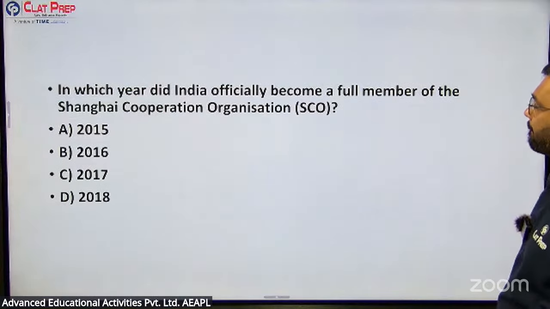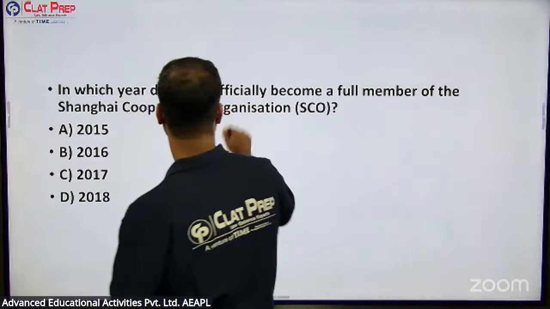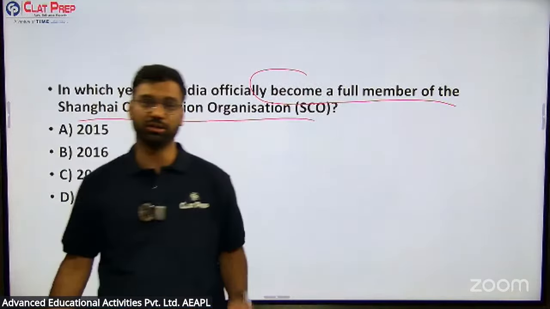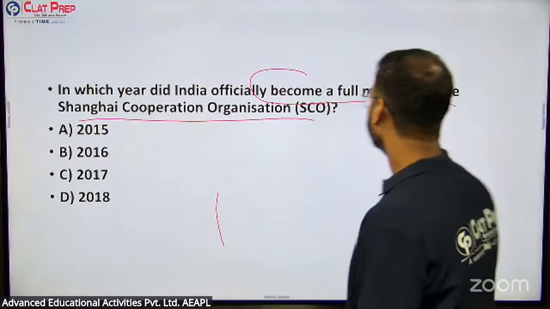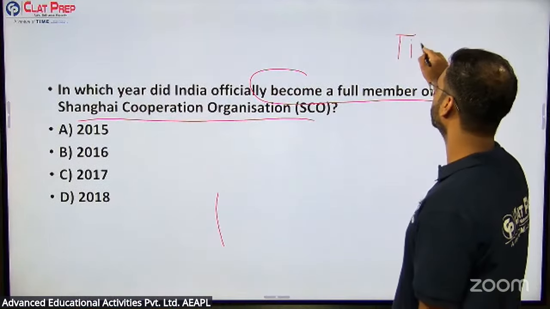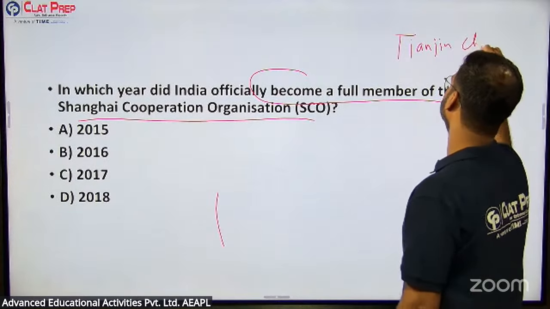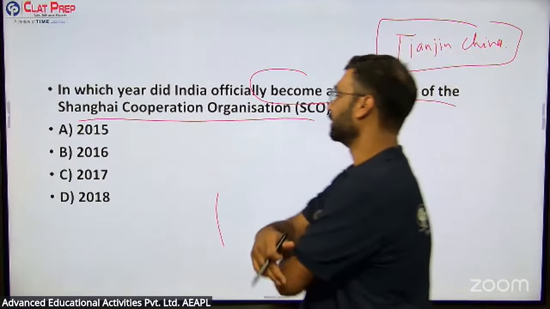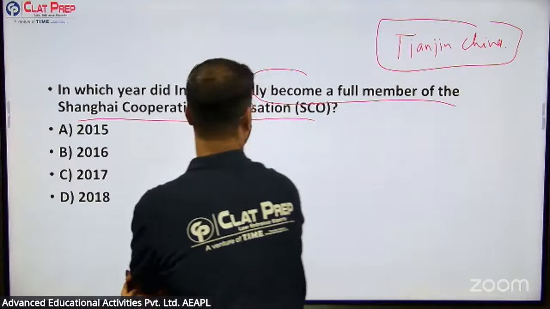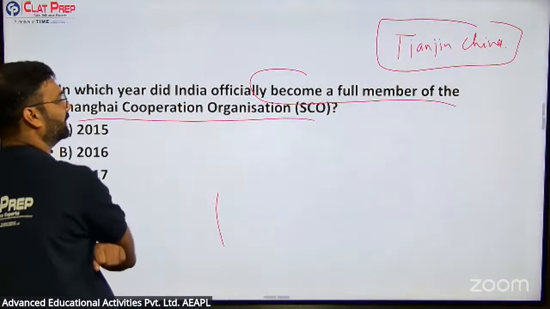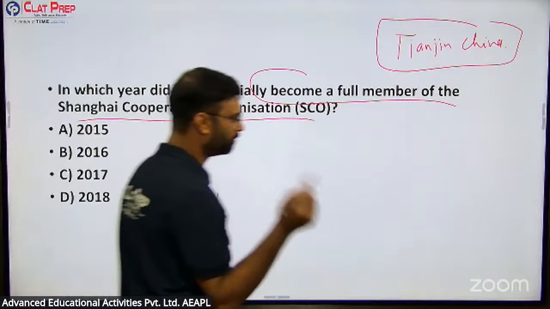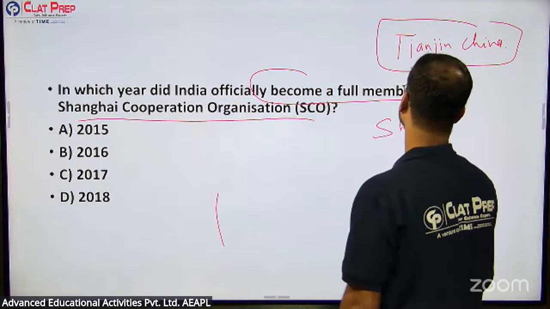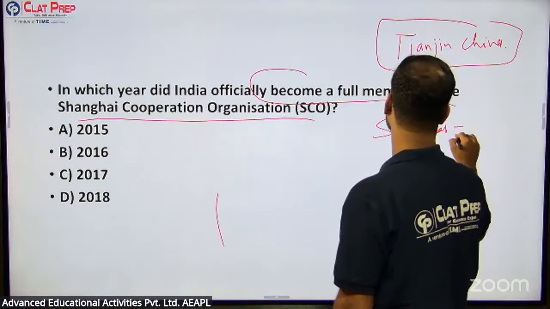All right. Next question. In which year did India officially become a full member of the Shanghai Cooperation Organization, SCO? Now, this year's SCO summit was very important. It was organized in the city of Tianjin in China. I'm sure while preparing for CLAT, you would have prepared for this information. Tianjin, China is where the SCO summit was organized. Now, if you go into the history of SCO, it started as Shanghai 5.